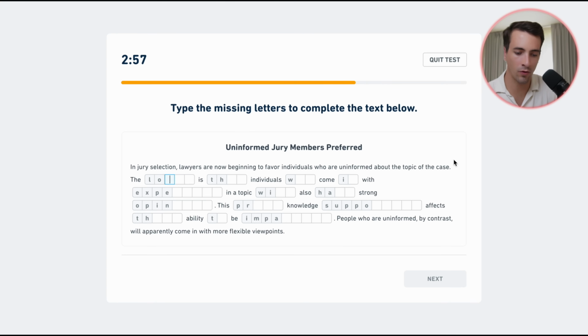All right, uninformed jury members preferred. The first sentence is, in jury selection, lawyers are now beginning to favor individuals who are uninformed about the topic of the case. Final sentence, people who are uninformed, by contrast, will apparently come in with more flexible viewpoints.